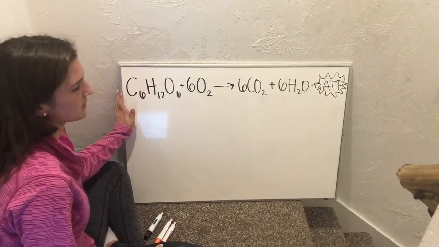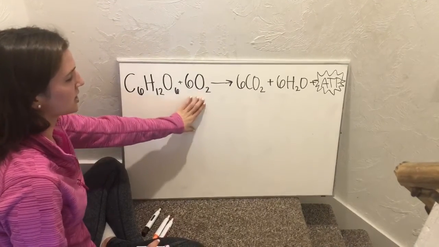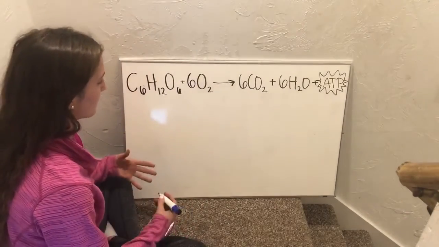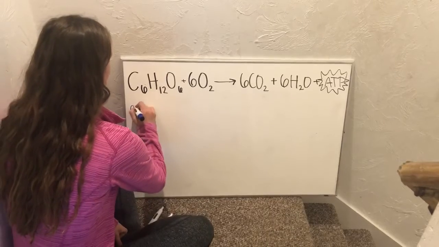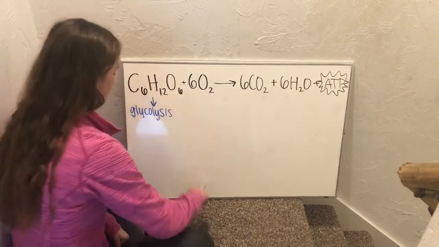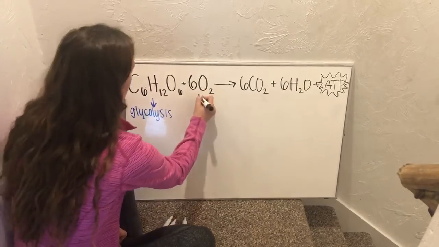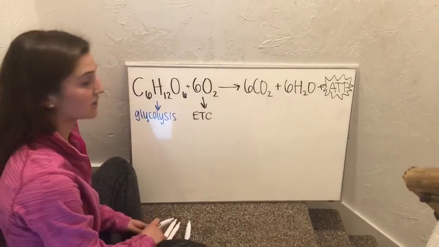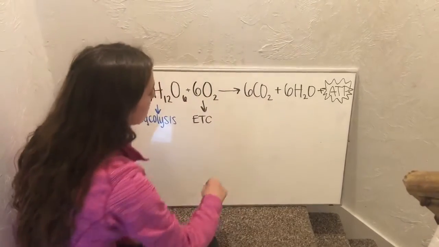This is the overall equation for cellular respiration. Glucose and oxygen are the reactants, which means they're consumed or used during the reaction. So glucose is used during glycolysis, where it's broken down into 2 pyruvates. The oxygen is used during the electron transport chain, as it is very electronegative and pulls the electrons down the chain. Over here, we have our 2 reactants.